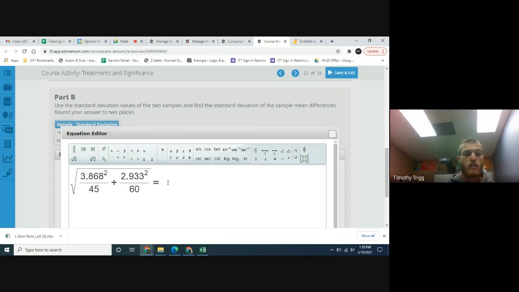Let's go ahead and start this calculation here. So it's going to be the square root, and I'm going to go ahead and put this in the calculator. So 3.868 squared divided by 45.